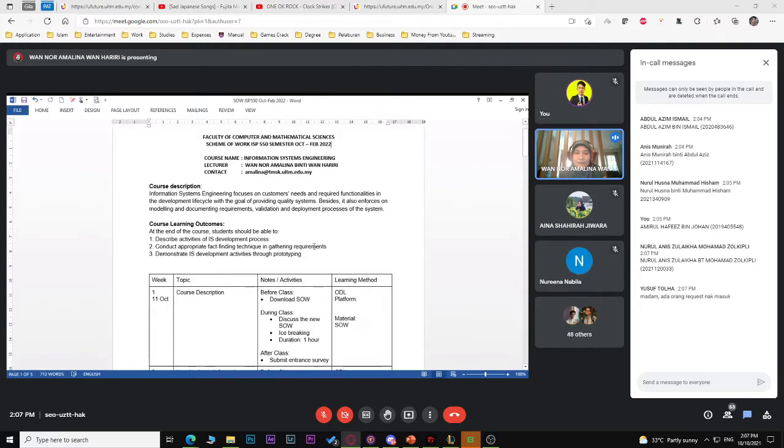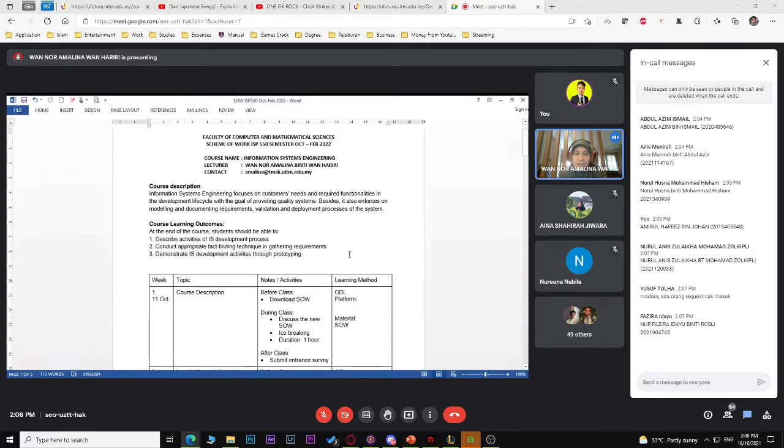Then conduct appropriate fact-finding techniques in gathering requirements. This is, I would say, the most important phase in the development process. How are you going to gather requirements, and what tools will you be using? But before you gather requirements, you have to identify who you will be talking to or liaising with in order to gather the requirements. And on the topic of fact-finding techniques, there are several techniques that you will use in gathering requirements, not only one, right?